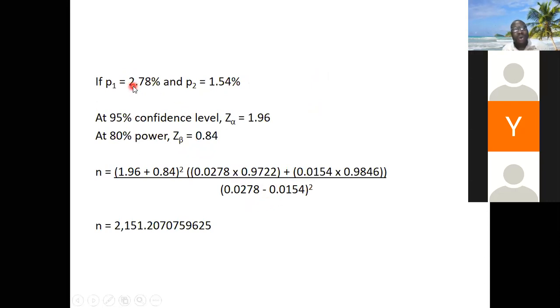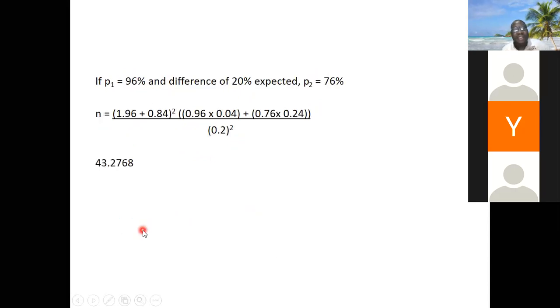You see the difference is much bigger here. It has reduced the sample size further. This difference is 20%, it's even bigger. Can you see? So what determines sample size for two-group studies is the difference you are looking at. If the difference is big, the sample size will be small. But if the difference is very small, because it's in the denominator, the sample size will jack up. So let's look at how we use WinPepi.